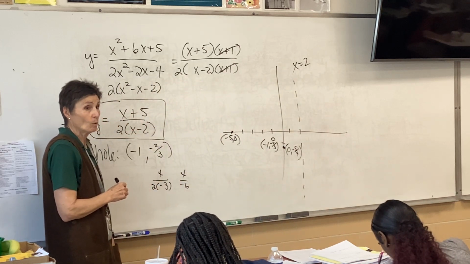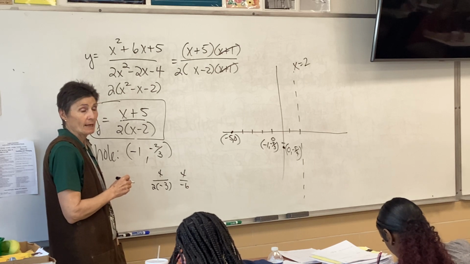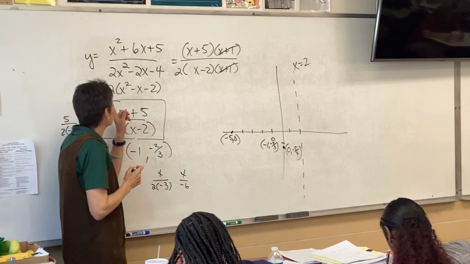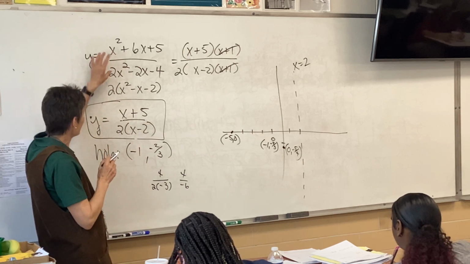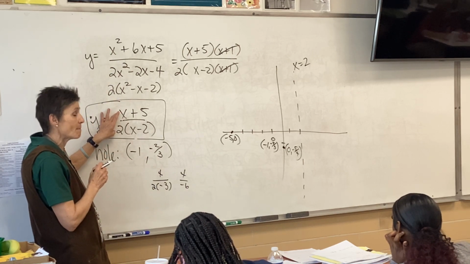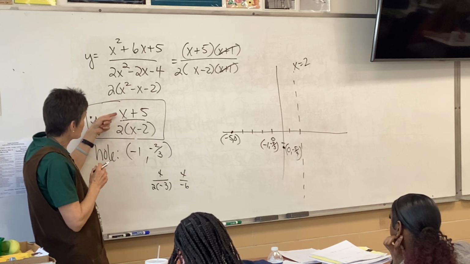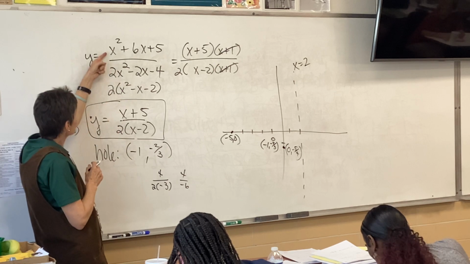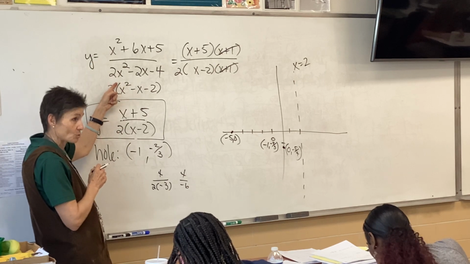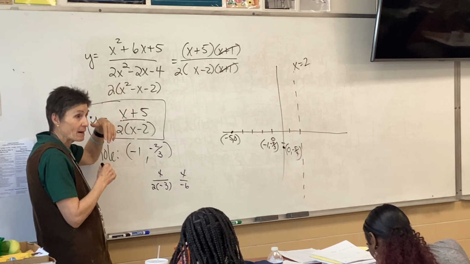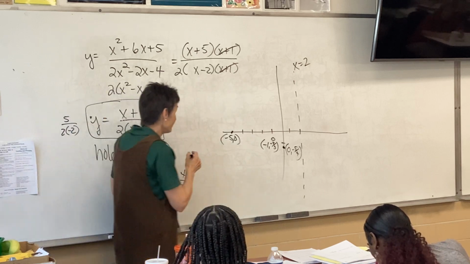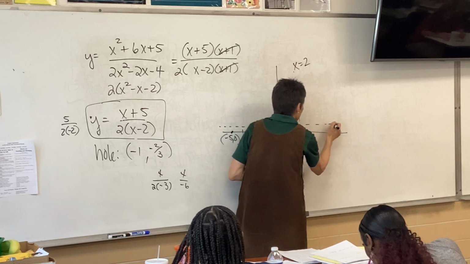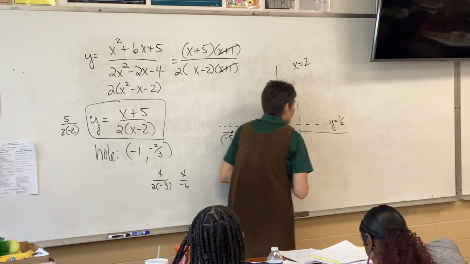And then the horizontal one is a little bit weirder. How do we figure out where that is? You can go back to the beginning if you want, or you can do it in your reduced. It doesn't matter. In the reduced version, I have x over 2x. In the original, I have x squared over 2x squared. It doesn't matter. It's going to come out to be 1/2. So my horizontal asymptote is y equals 1/2.